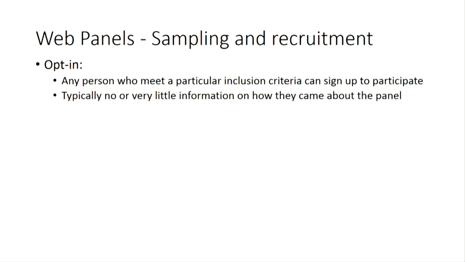The sampling and recruitment tend to be a little bit different from what I discussed for the national surveys. The most common recruitment and sampling approach for these web panels are what's called opt-in panels. An opt-in panel is essentially any person who meets the inclusion criteria can participate, and there's not often a very systematic way that researchers identify people to invite to participate.